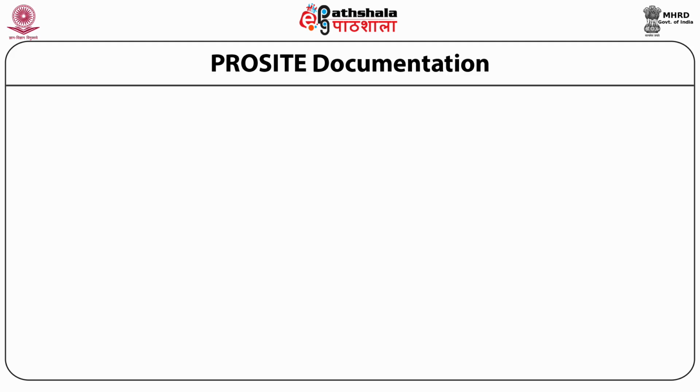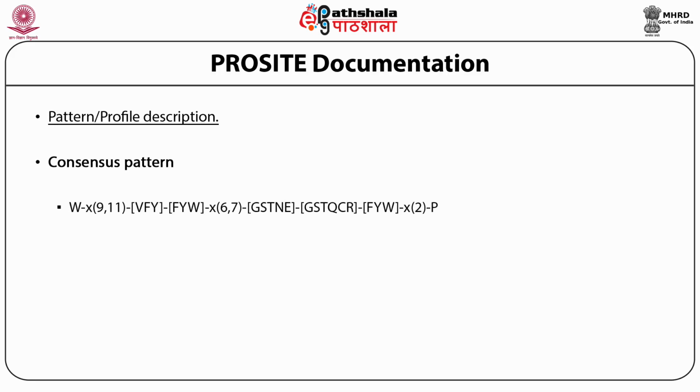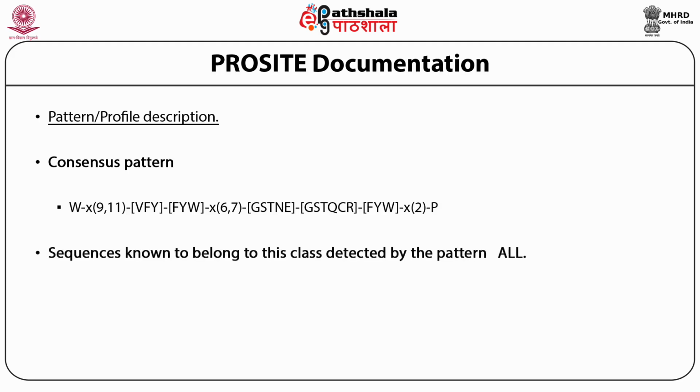Now the thing about the WW domain is that you can recognize the WW domain by the pattern which is given there, that it starts from a tryptophan, that's the first of the W's, then you have 9 to 11 anything, then a hydrophobic, again another aromatic, then 6 to 7 anything, then GST-ANE, GST-QCR, these two groups, one more aromatic, 2 positions anything, and then a proline. Any protein thus far which matches that pattern turns out indeed by other characteristics, by other measurements, also to be a WW domain family protein.